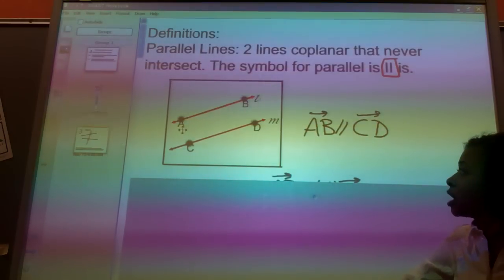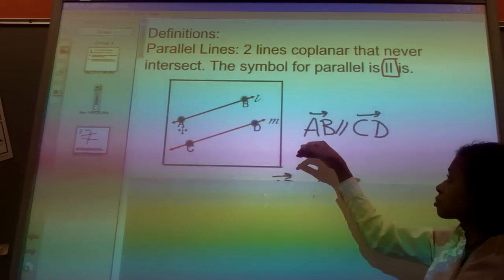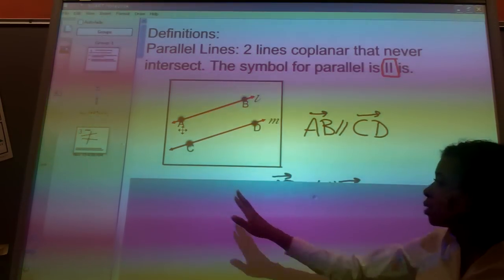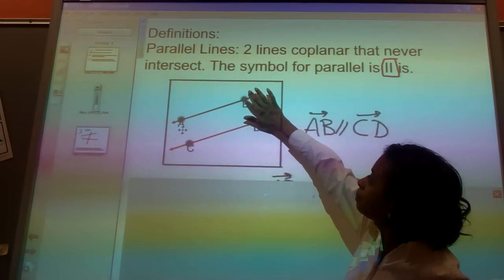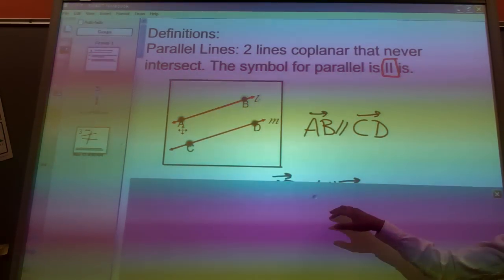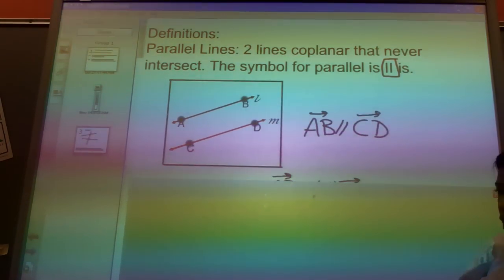And here's my first definition. Line AB. And I can also do ray AB is parallel to ray CD if I didn't want to look at the endpoints. Or I can also call this ray BA is parallel to ray DB. Okay? Many ways we can call out that parallel line.